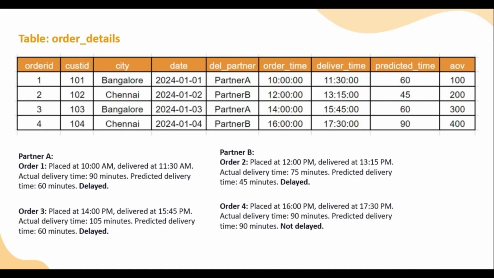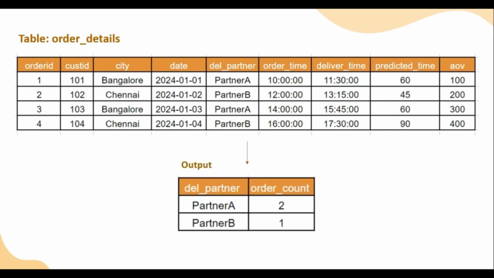Since we have to find the count of delayed orders for each partner: for partner A the count of delayed orders is 2 and for partner B the count of delayed orders is 1, so our output should look something like this. With delivery partner A, the count of delayed orders is 2, and for partner B the count of delayed orders is 1.